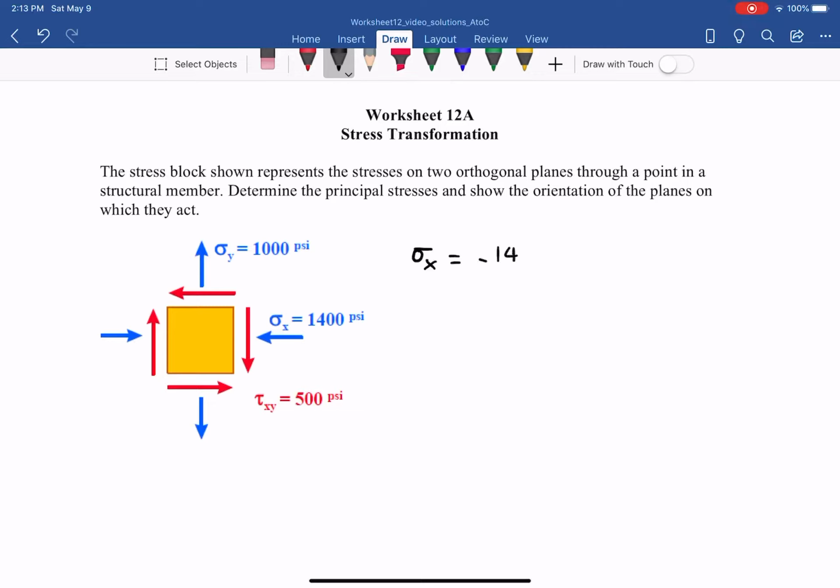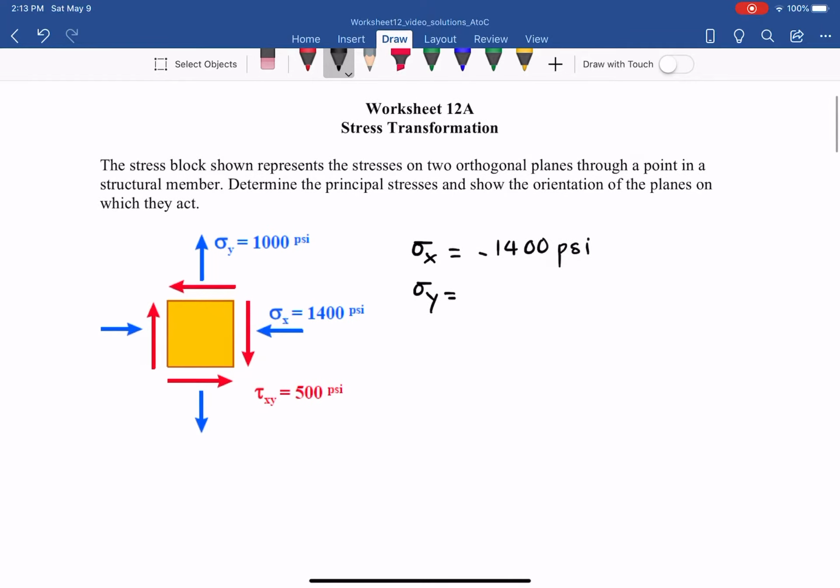so 14,000 psi, sigma y in tension, so it's positive 1,000 psi. Tau xy is opposite to the positive y-axis in the analytical method, so it is equal to negative 500 psi.